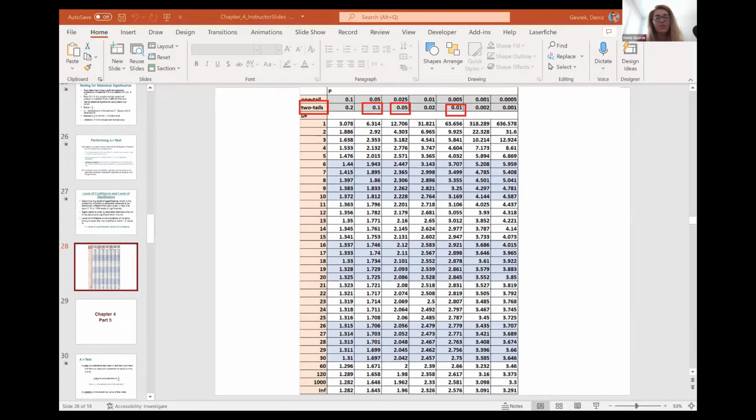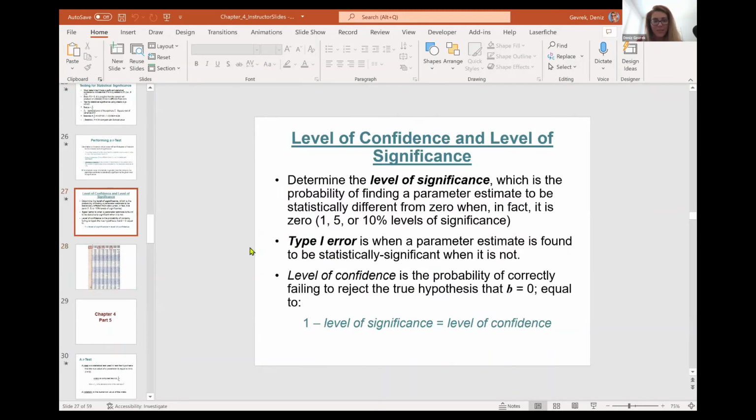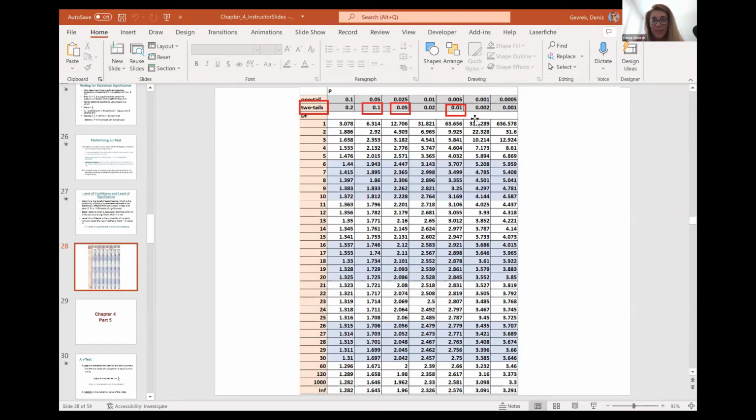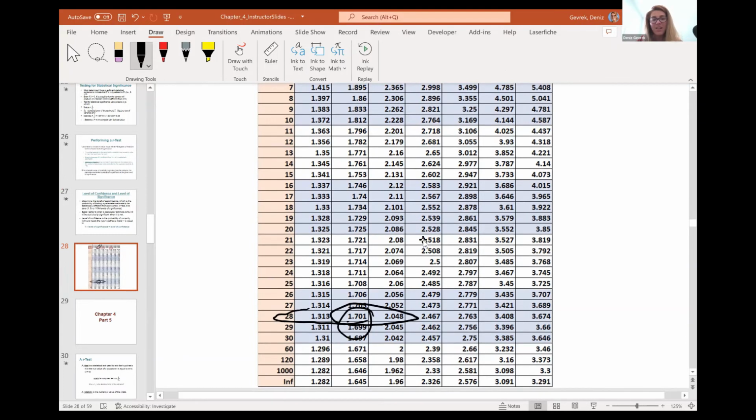Okay, we're looking at a two-sided test, 10%. So I'm going to go to my PowerPoint slide, 28 degrees of freedom, two-sided. Okay, so 1.701, that's my critical value. That's my yardstick. I want to be greater than this. 1.701 is the T critical value.